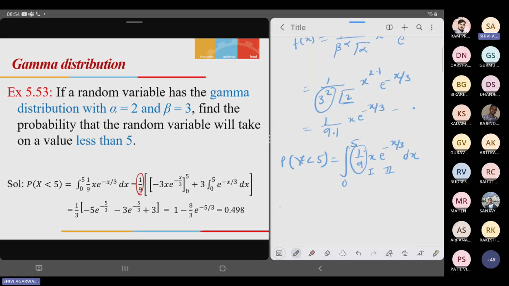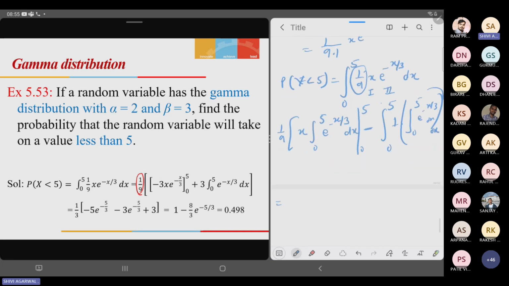Okay, so now we are just taking here the integration. So we are taking 1 by 9 outside, first function as it is, integration of the second, 0 to 5, e to the power minus x by 3 dx. Correct? 0 to 5, minus integration 0 to 5, and then first function's differentiation and second function's integration, e to the power minus x by 3 dx, and whole dx. Correct? So we are just saying here this is a whole, 1 by 9 common.